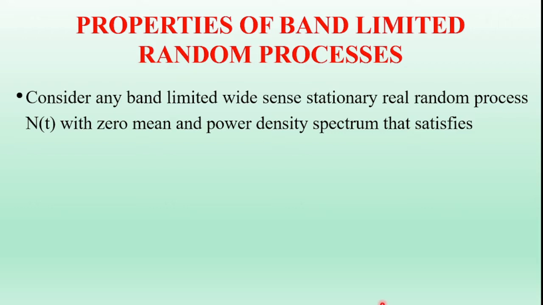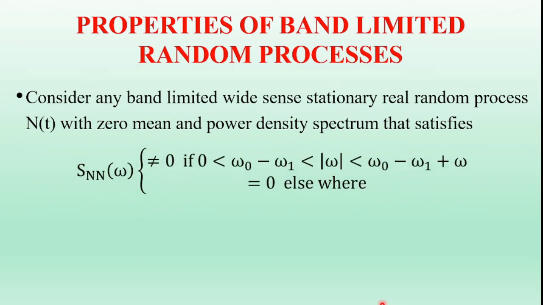Consider any band limited wide sense stationary real random process n of t or x of t with zero mean and power density spectrum that satisfies the condition Sn of omega is not equal to 0 if omega naught minus omega 1 less than magnitude of omega less than omega naught minus omega 1 plus omega 2, and Sn of omega is equal to 0 otherwise, where omega 1 and omega 2 are real positive constants. The random process n of t or x of t is represented by the right side of this expression.